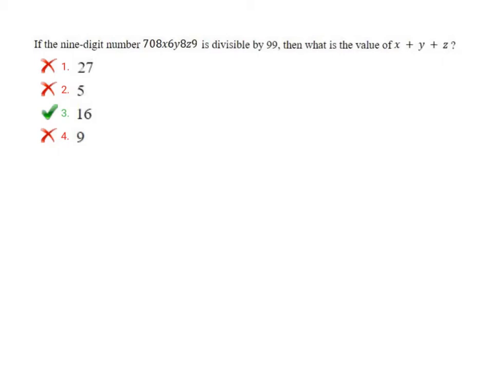If the 9-digit number 708x6y8z9 is divisible by 99. 99 divisibility rule, it must be divisible by 11 as well as 9. So first look at divisibility rule of 9. Sum should be divisible by 9.